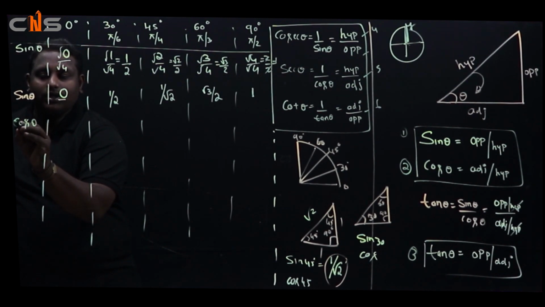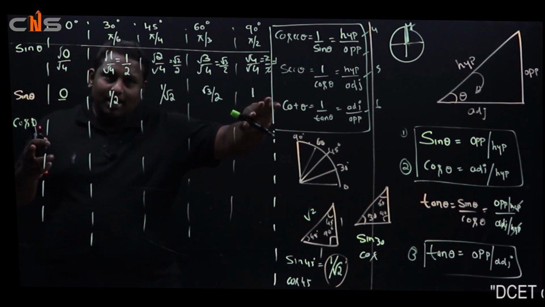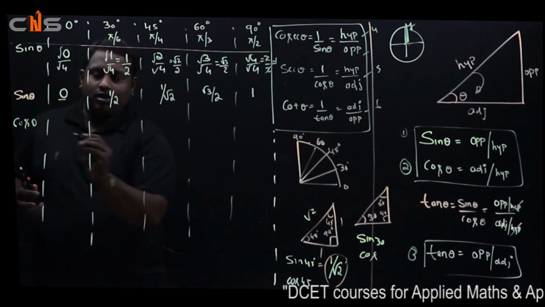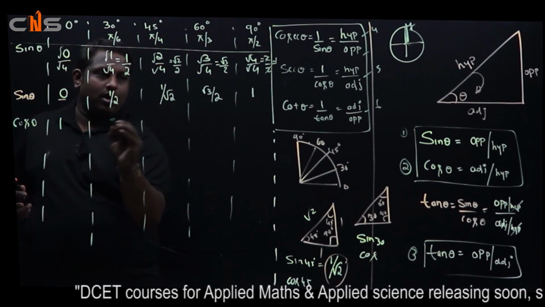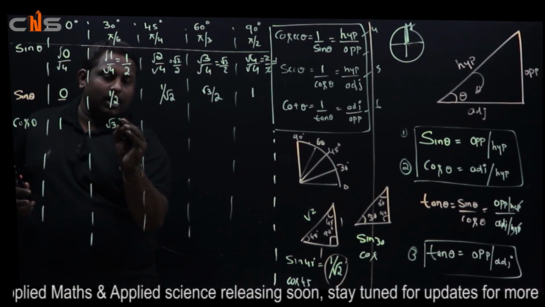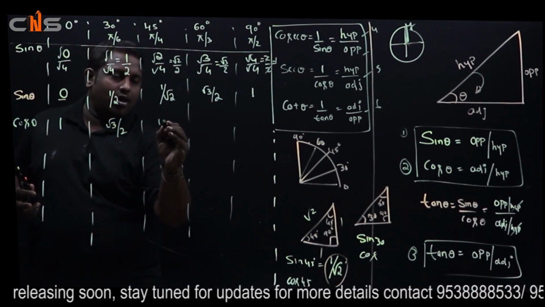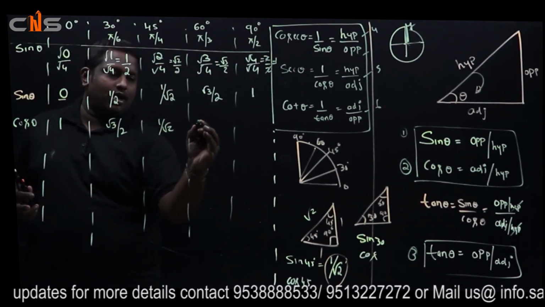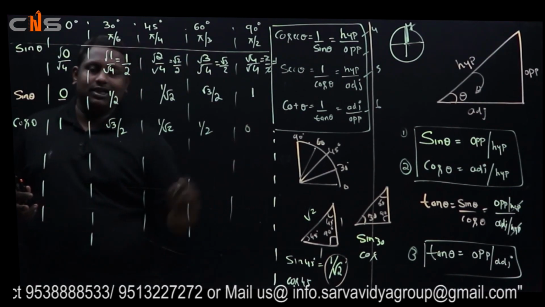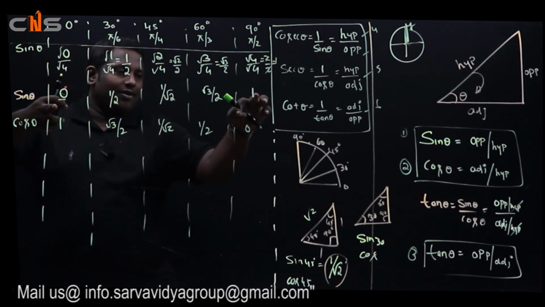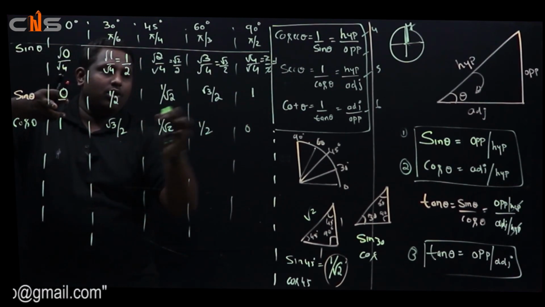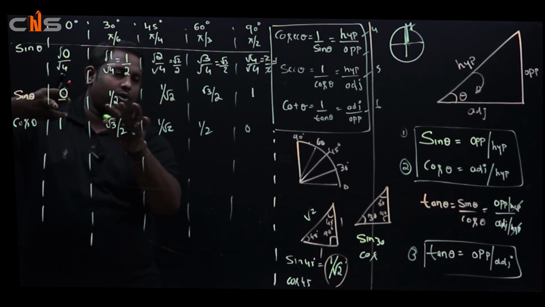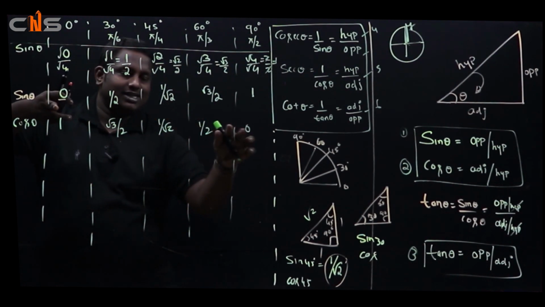How to calculate cos theta? Just write the reverse of this. So 1, then root 3 by 2, then 1 by root 2, then 1 by 2, 0. So in the reverse order, 1, root 3 by 2, 1 by root 2, 1 by 2, 0.